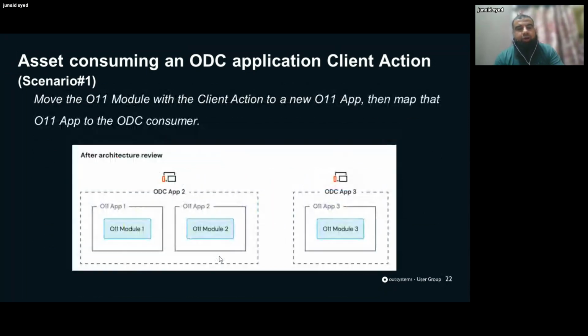It's telling me to club the two O11 applications into one ODC application. Earlier I had one ODC application for O11 app 1, another ODC application for O11 app 2. But now, to make sure that the client action strong dependency is taken care of, our system is suggesting, for the scenario when only one application is consuming that client action, to club those two O11 applications into one ODC application.